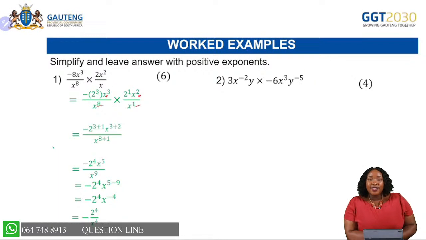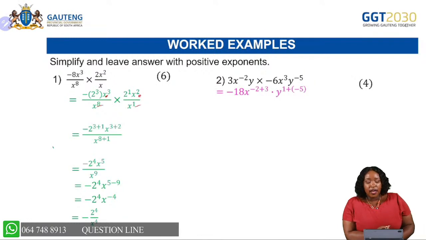Okay, now let's look at number 2. Here we have powers of the same base, but they also have coefficients in front of them. So first we must make sure we multiply the coefficients, all right? So we're going to say 3 times negative 6, okay? And 3 times negative 6 will give you negative 18.